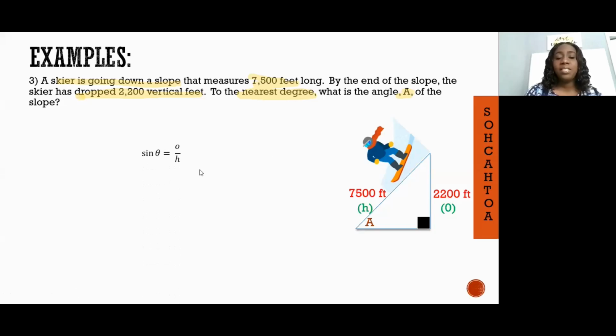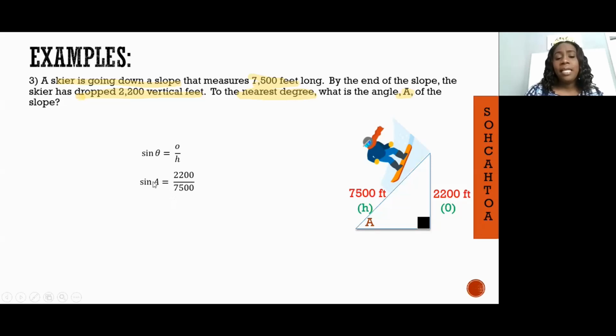Next step would be to substitute. Now, I don't have a theta in this case. What's the angle going to be? It's not going to be theta, and I don't have an angle. So what's going to go there? What should go there? Good, Rakia. Good, Janae. Very good. Good, Laura. Good. Excellent. I'm going to put A there. Very good. And then I put in my opposite and my hypotenuse.